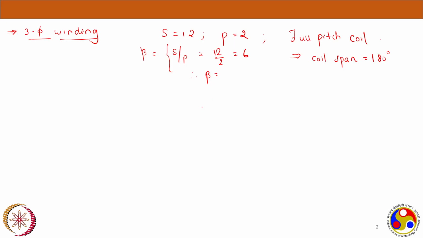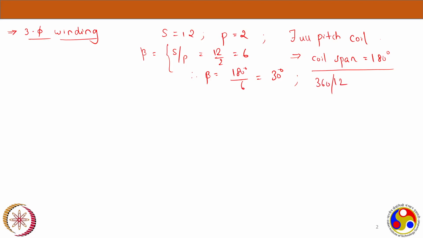For each pole, we have 6 slots now, slots per pole. Now we are dividing it, 180 by 6, 30. So another method is to go in with the mechanical. Mechanically, there is a 360-degree machine. So I have 12 slots. So 360 by 12.